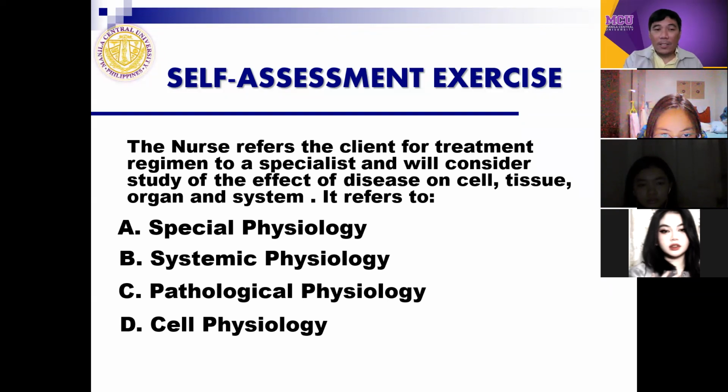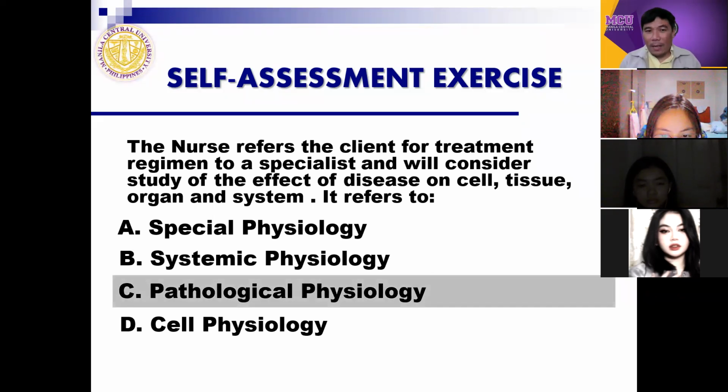So let's see if the answer is correct. The answer is correct. Pathological physiology. Because if we consider special physiology, this pertains to what? Organ. Systemic physiology, this refers to the system as a whole. Cell physiology is the study of the functions and processes of the cell.